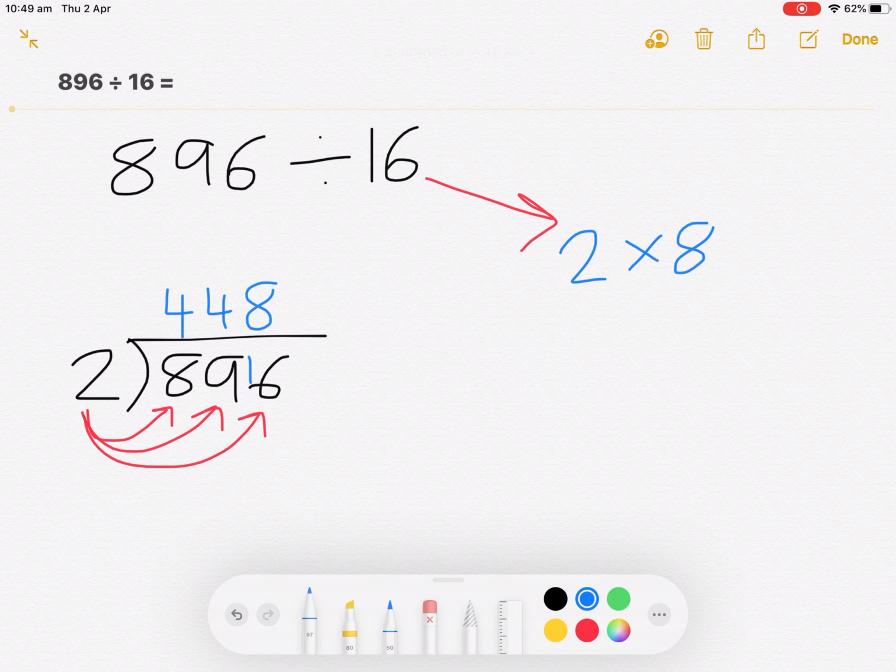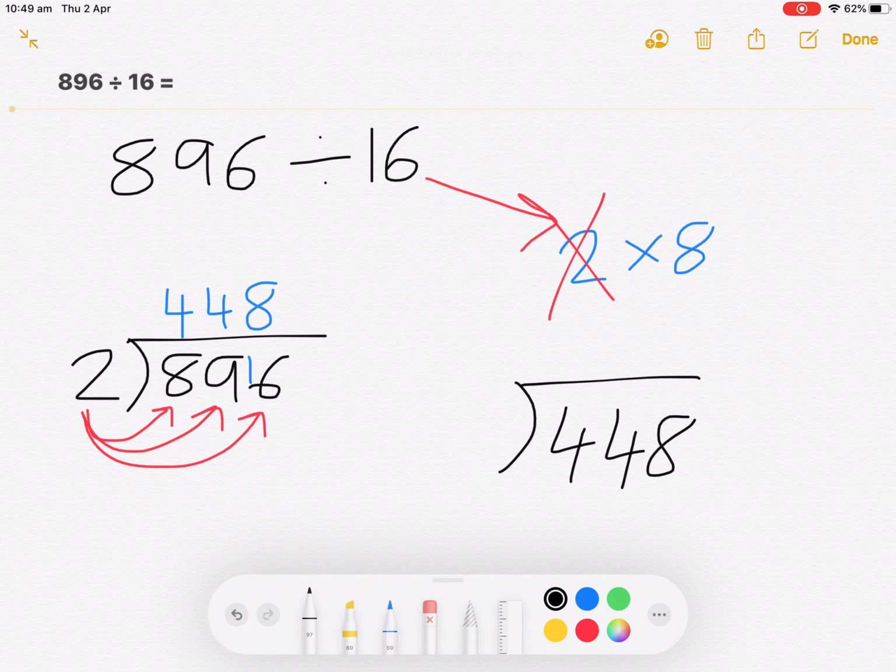Okay, so now that I've split my number 896 in half, now I'm going to split that half into 8 groups. This is the second part of my working out. So I've done this. I've used one of my factors. I've narrowed my number down to 448. And now I'm going to divide by 8.